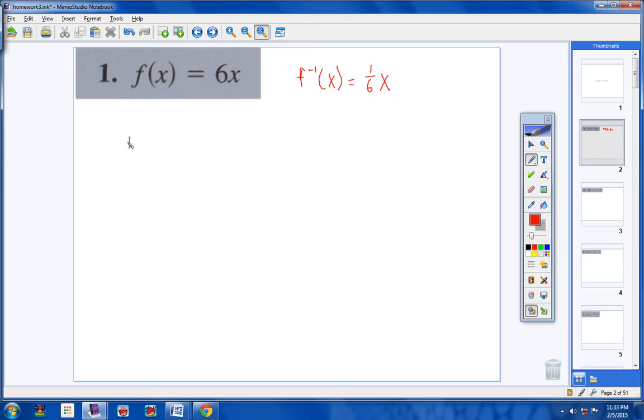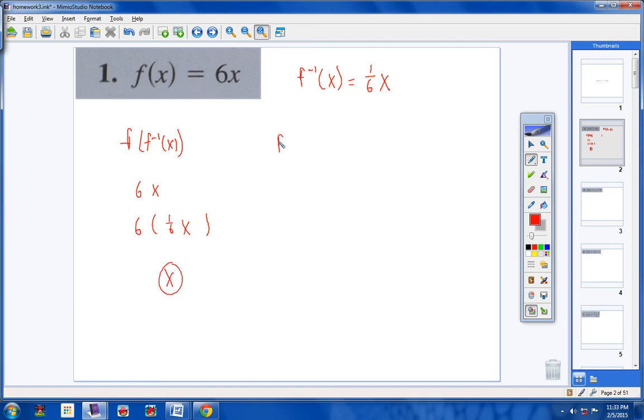Now let's verify it. Let's find f of f inverse of x. So start with your f function, 6x. Where the x is, we're going to put a big parentheses, and inside that we're going to put 1/6 x. 6 times 1/6 is 1, so we get 1x, or x.